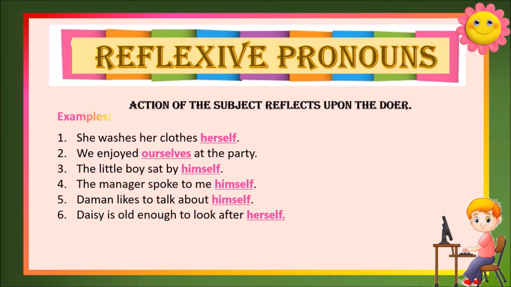Number 1, she washes her clothes herself. We enjoyed ourselves at the party. The little boy sat by himself. The manager spoke to me himself. Daman likes to talk about himself. Daisy is old enough to look after herself. Here you cannot remove herself. Daisy is old enough to look after. After whom? Herself. So it is a reflexive pronoun.